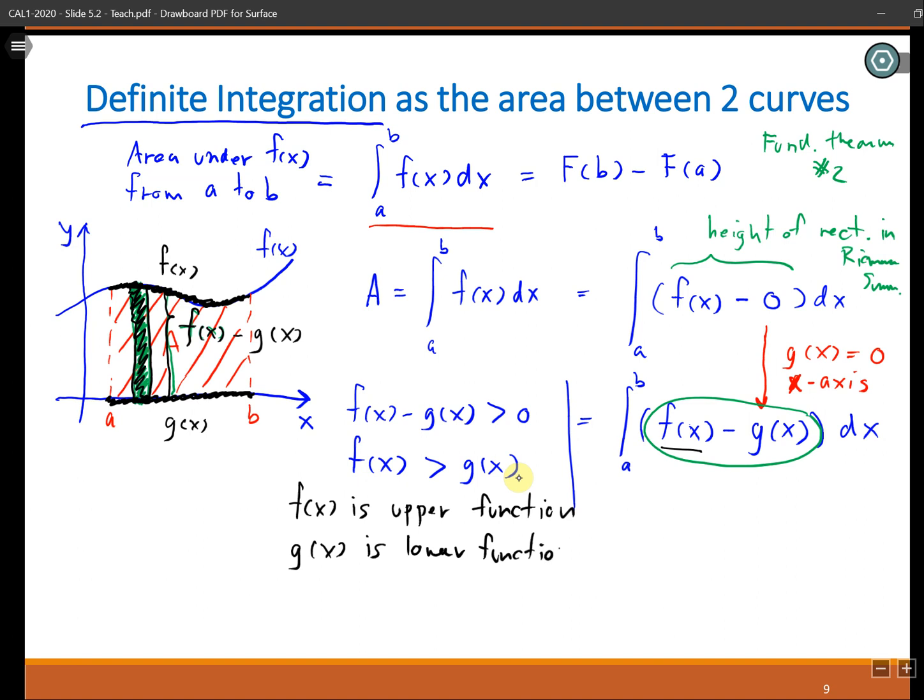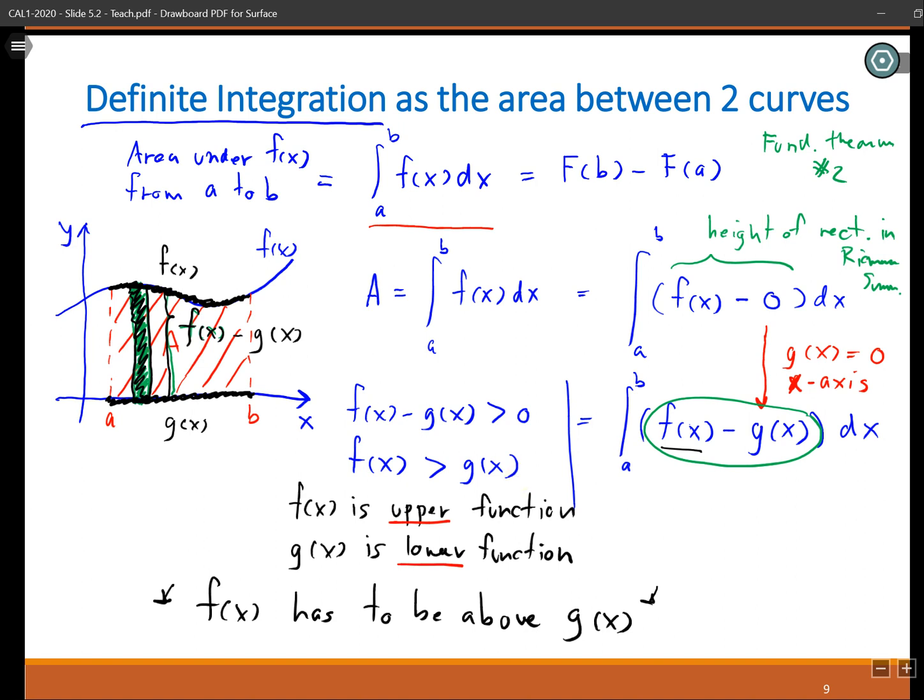In other words, if you want to use this expression, the area coming from the integration of f(x) minus g(x), f(x) has to be above g(x). All right, so this is very important. The keyword for f(x) is the upper function. The keyword for g(x) is the lower function.